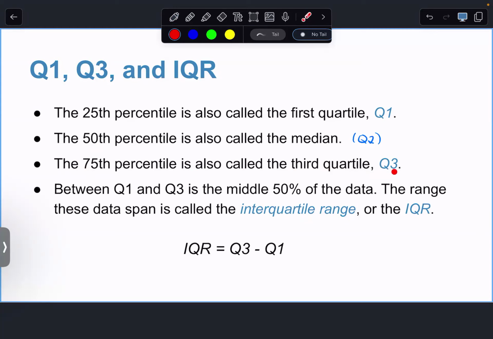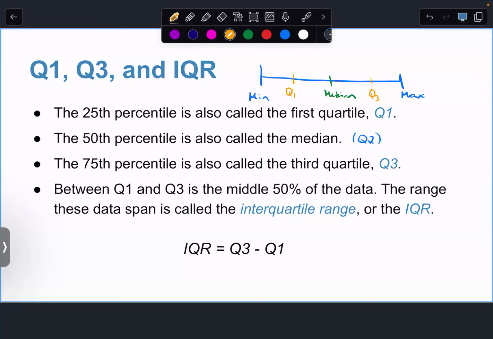And then the 75th percentile is the third quartile, so Q3. So we could have something like this. If I take my data set from my minimum to my maximum, then my Q2 or my median might be here, and then my first quartile might be here, and my third quartile might be there. So I'm just splitting these into quarters instead of in half.